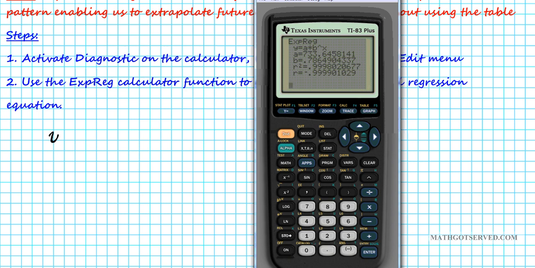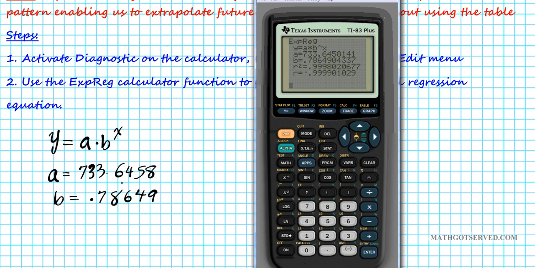Let me show you everything so you don't get confused. Y equals a times b to the x. In this calculator, it tells us that a is 733.6458 and b is 0.78649. Okay, now we're asked to round to the thousandths.